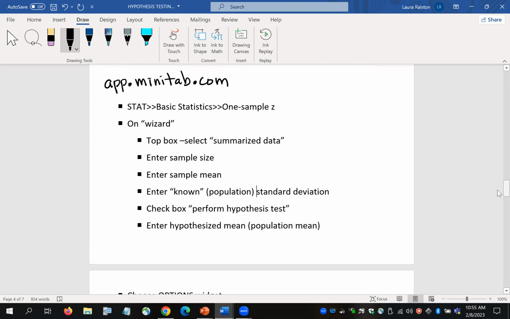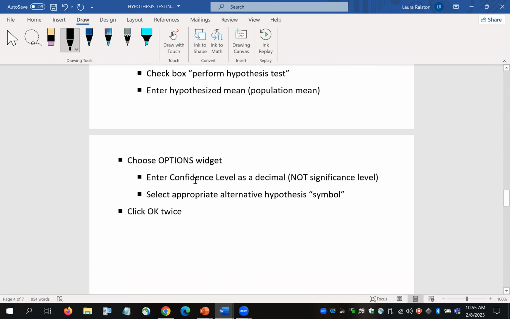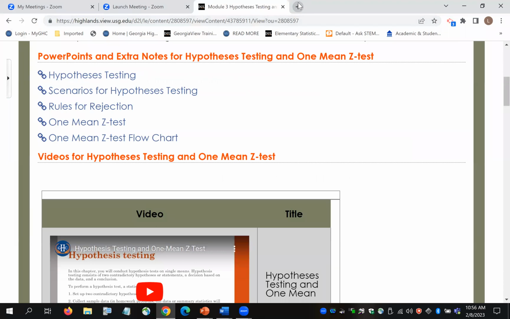We have to enter the hypothesized mean. And then in the options, we have to enter our confidence level and choose the appropriate alternative hypothesis symbol. This step, where you select the appropriate hypothesis symbol, is where you're selecting the type of test. Is it a one-tailed test or a two-tailed test? Again, that selection affects the calculations. These steps will be on this document so you can follow them through. But let's go out to Minitab, and I've got to pull it up.